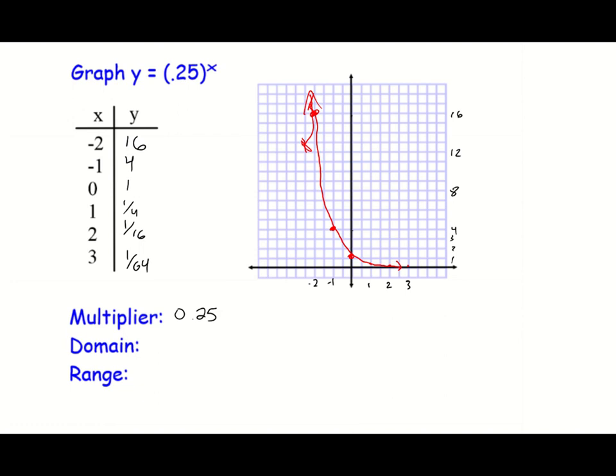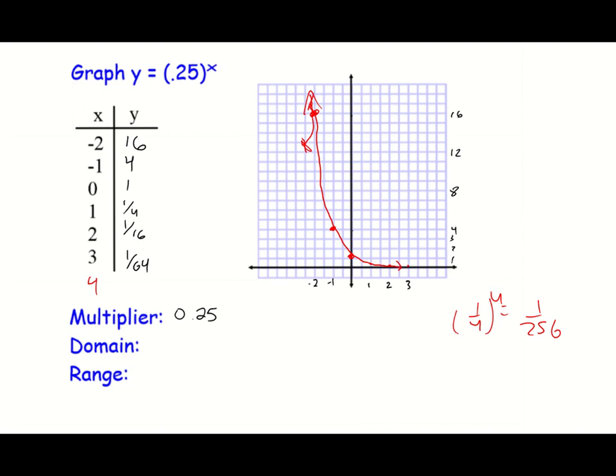Those are really small numbers, but even if you keep on plugging in, if you plug in 4 here, you're going to end up at 1/4 to the 4th, which is 1 over 256. That's a small number, but it's still not 0.